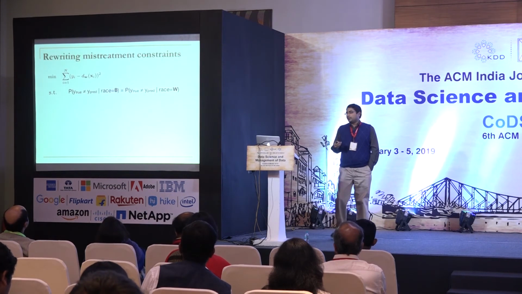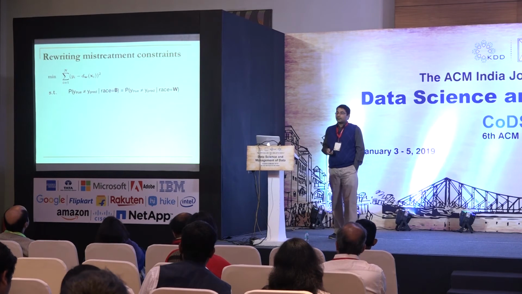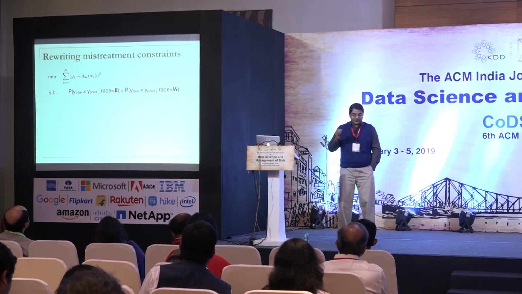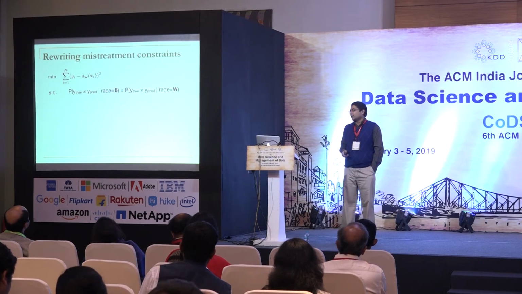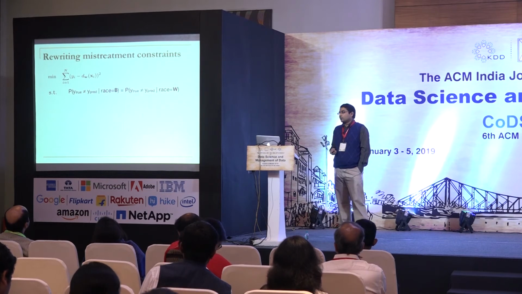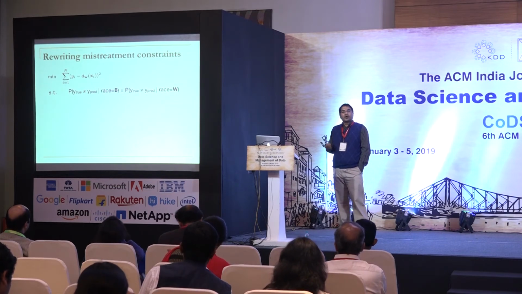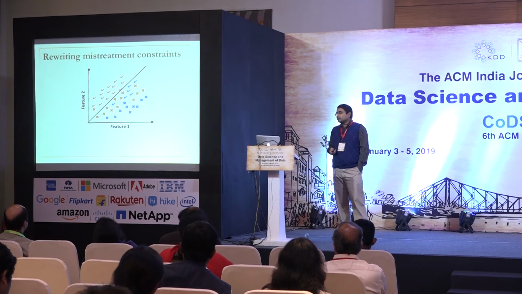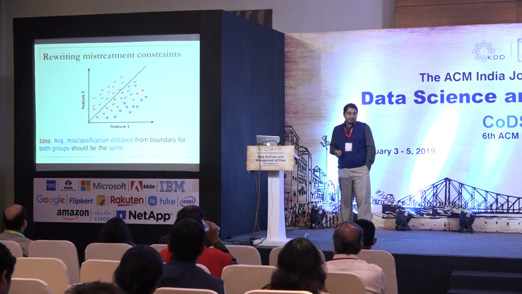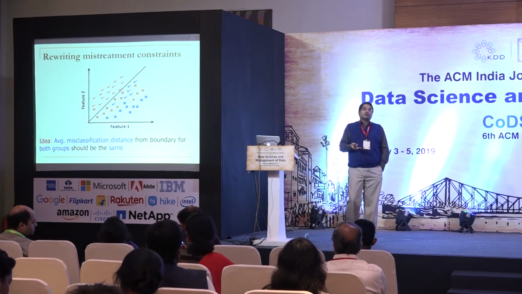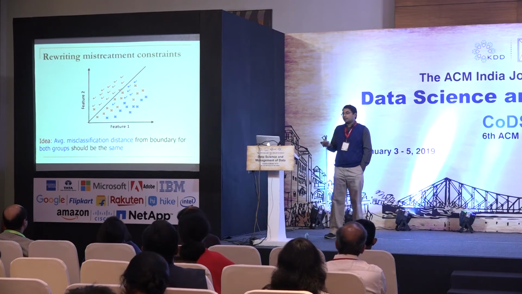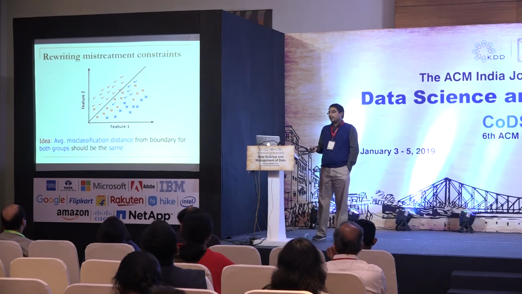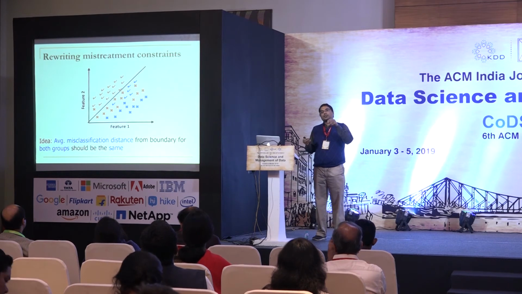Now, I'm going to very quickly talk about the key insight here. And this is actually a fairly straightforward insight. How do we rewrite the constraint so that it leads to a convex or some sort of an optimization problem that we could efficiently solve? The basic idea is similar to the ones in SVM and all the other margin-based classifiers.